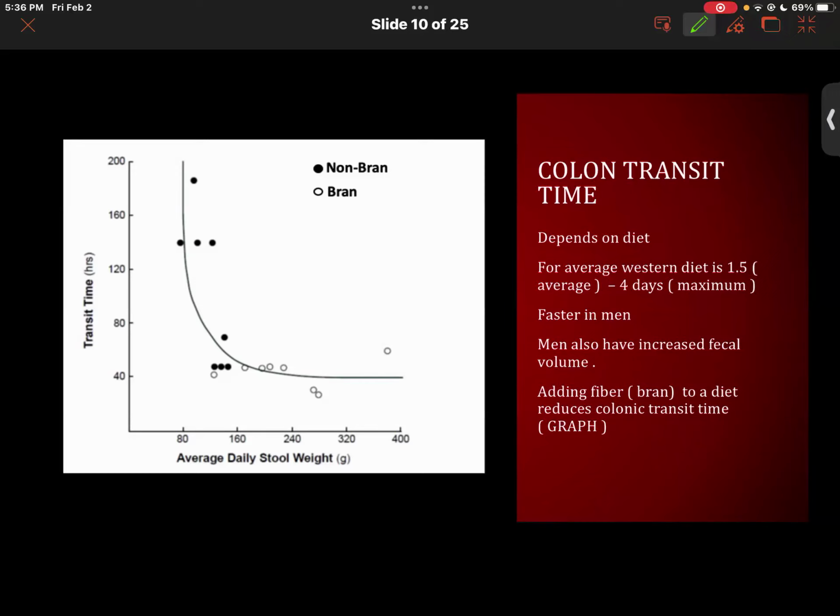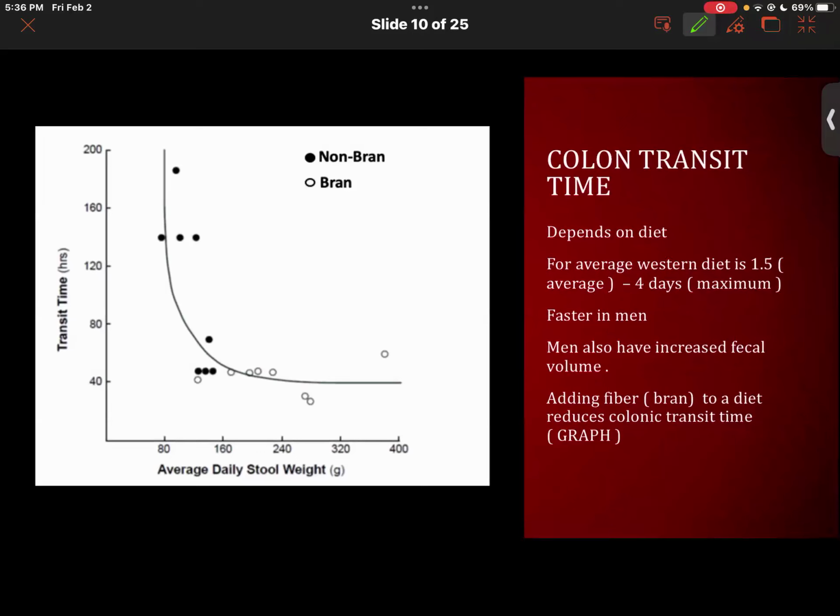Okay, so this is a really easy slide, and it's just about the colon transit time, which is the amount of time the feces spent in the colon. And obviously this depends on your diet. If you have a diet that's good, an ideal diet that's rich in fiber, then it will be lower. And if you have a diet that mostly consists of non-ideal food, including a lot of processed food, then it would be higher. So for the average Western diet, which is what we consume, it's 1.5 days on average, and the maximum is 4 days. Longer than this would cause constipation, obviously.